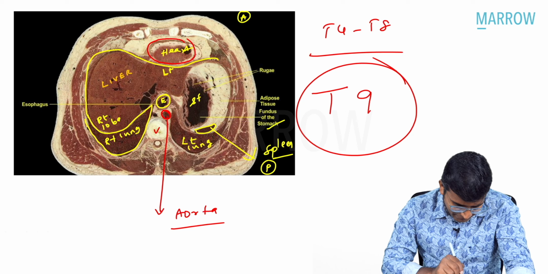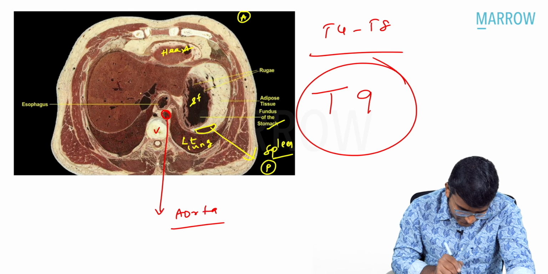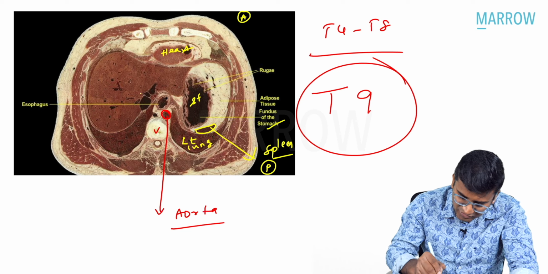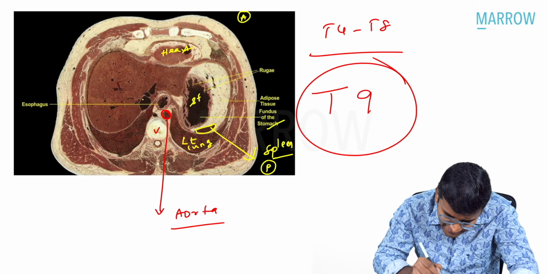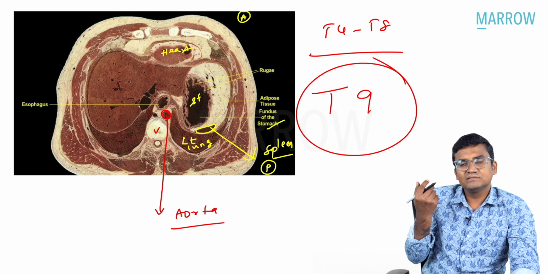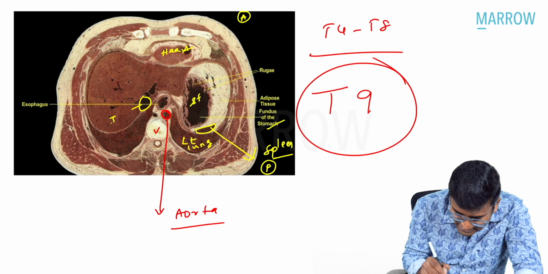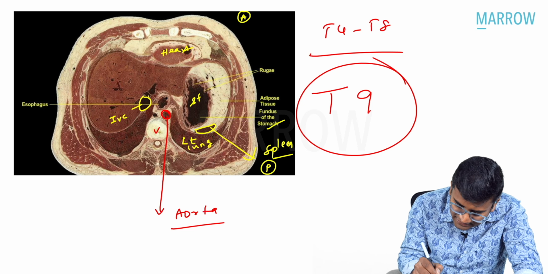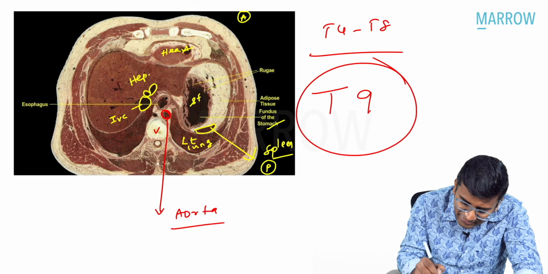Now, what are the other points to note here? Now, at the level of T9, erase all this. Now, you are seeing the veins here. See, veins with the collapsed lumen. I hope you know that. Now, can you see here? Yes, the large lumen on the right side, that is IVC. And here, these are the two other veins. These are nothing but hepatic veins.